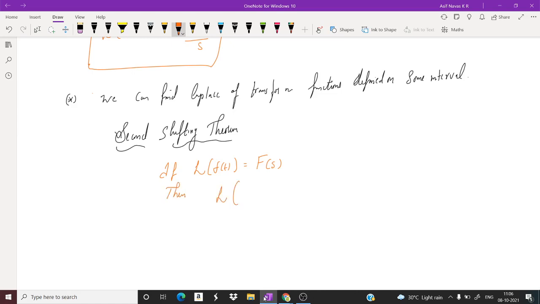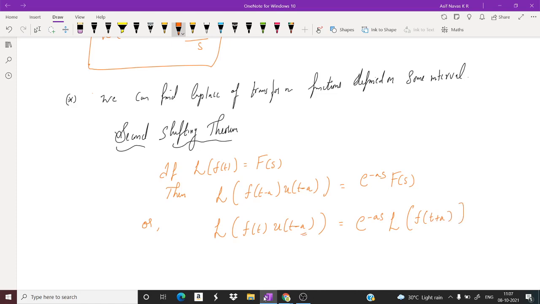then the Laplace transform of f of t minus a times u of t minus a, so here our variable is t minus a, is equal to e raised to minus as into F of s. So what is F of s? F of s is the Laplace transform of f of t. Or we can also write the Laplace transform of f of t into u of t minus a, that means we are changing it into f of t, can be written as e raised to minus as times L of f of t plus a. So this formula we will use to find the Laplace transform.